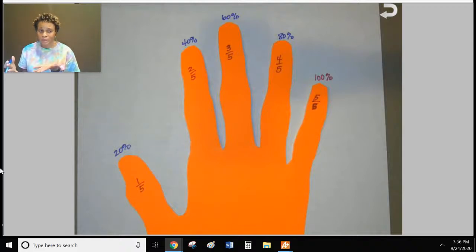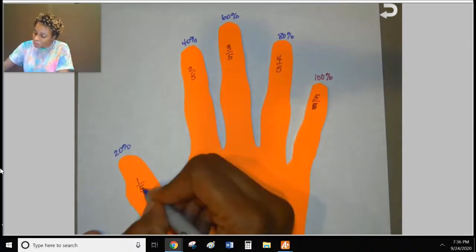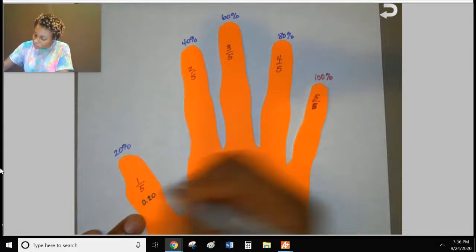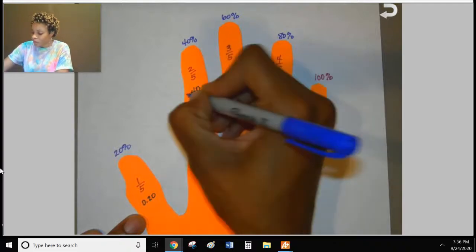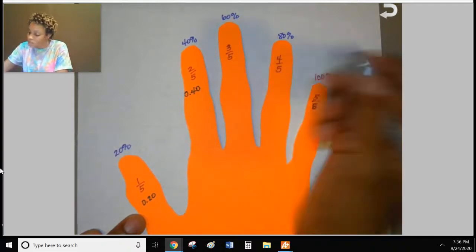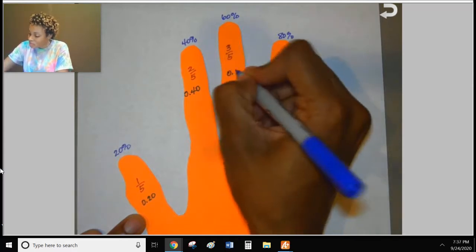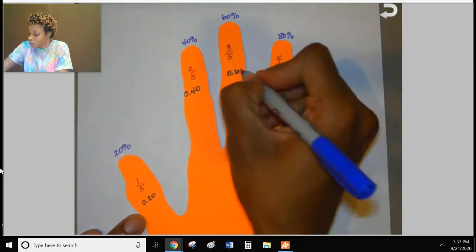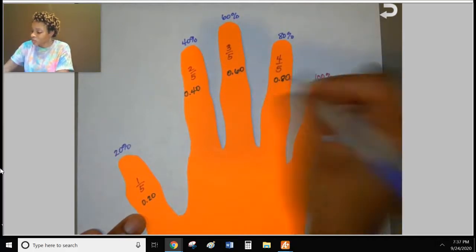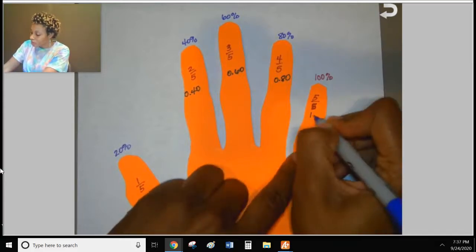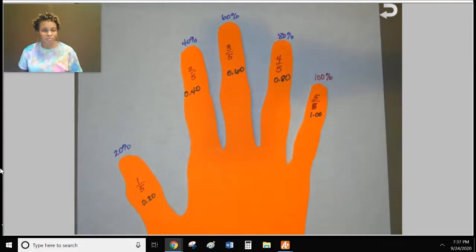Once I know percent, I can convert that back to a decimal. So 1/5 is the same as 20 hundredths. 40% is the same as 40 hundredths, or it could be 4/10. 3/5 is 6/10 or 60 hundredths. 4/5 would be 8/10 or 80 hundredths. And of course, this would be 1 whole. So now you have your fifths down and your fourths down.